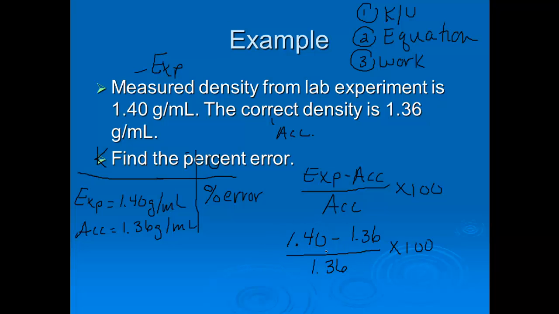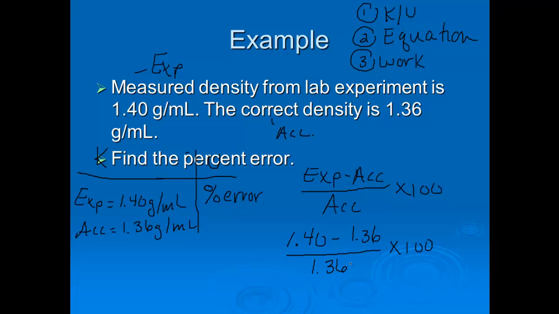When you type this in your calculator, go ahead and put 1.40 minus 1.36 and hit equals. Okay, you should get 0.04. Then you can do the rest of your problem. So you take 0.04, divide it by 1.36, and multiply it by 100.